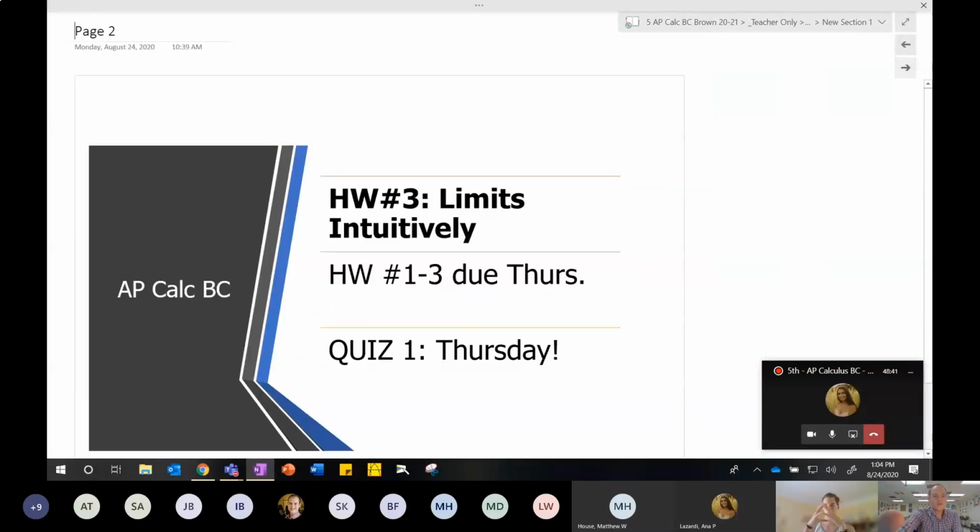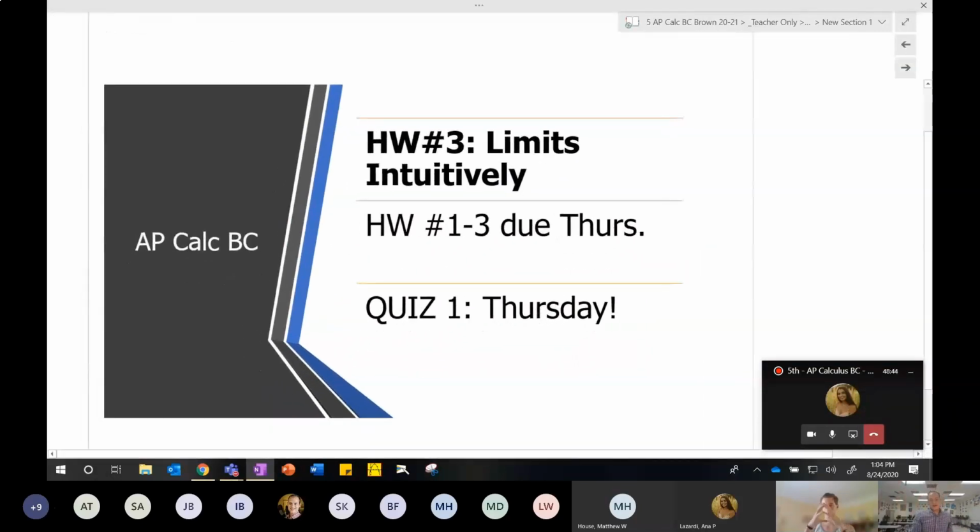So for your assignment, I am going to assign homework number 3. Homeworks 1 through 3 are due on Thursday. That's the day of your quiz. Make sure you read the instructions. I'm not assigning every problem. Do the number of problems that it tells you to do within each handout. If you finish it, you're more than welcome to hit turn in. You'll still be able to access it in your OneNote, but I will go ahead and record the grades.